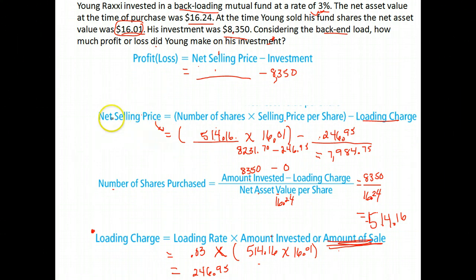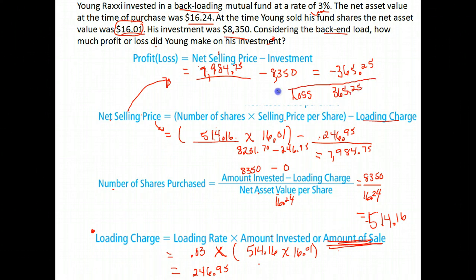Okay, so now that we know our net selling price, we can put it in up here to find out what our net loss or profit was. So again, our net selling price we just found was $7,984.75. We go ahead and subtract. If we get a negative number, that means we had a loss. If it's positive, we had a profit. So 7,984.75 minus the 8,350 that he invested is a negative $365.25. So my answer is that I had a loss of $365.25.